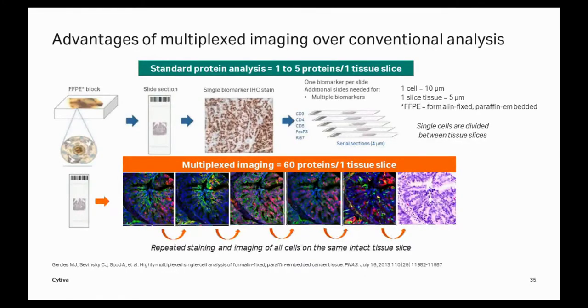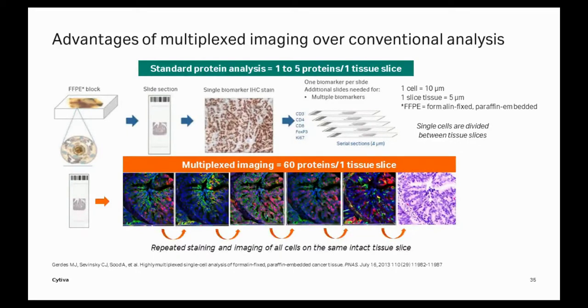So at the top of this slide, you see what is a traditional imaging workflow. This happens to be a bright field imaging workflow, which is typically limited to one or two biomarkers per slide. And so what that compels the researcher to do, as you can see here, is to make serial sections and slides of this one precious piece of tissue, since you can only stain and visualize at best two and usually one biomarker per tissue slide.